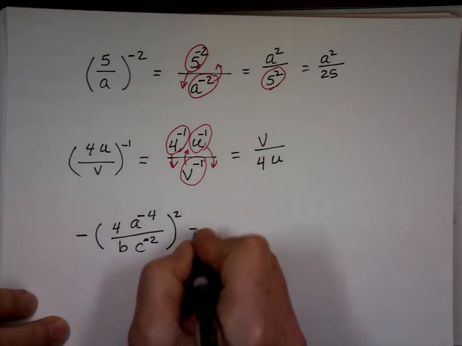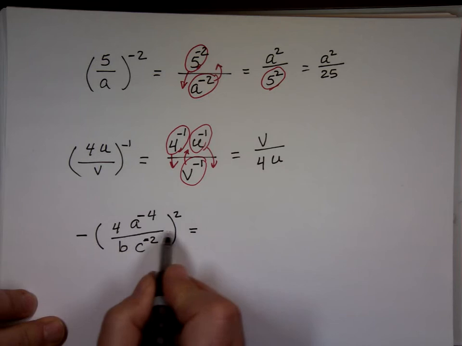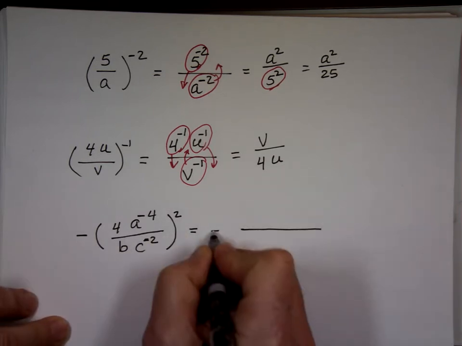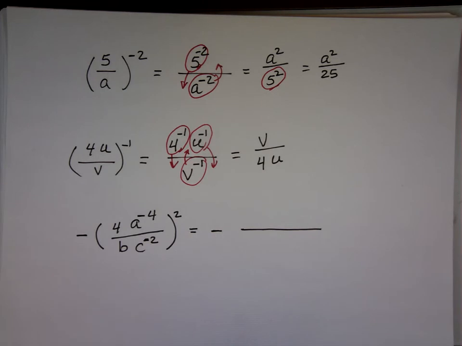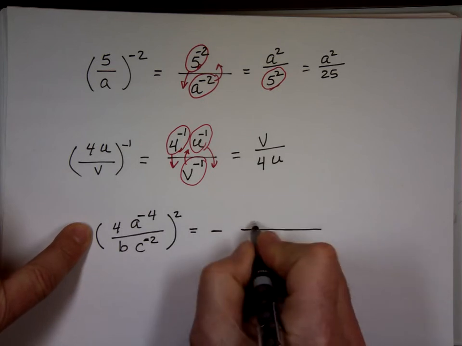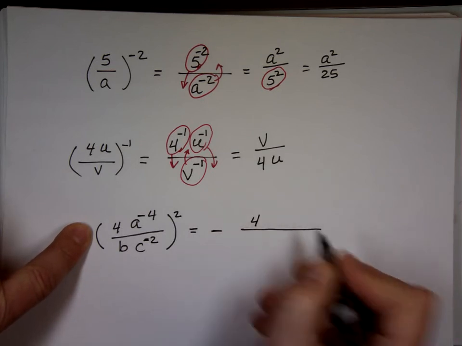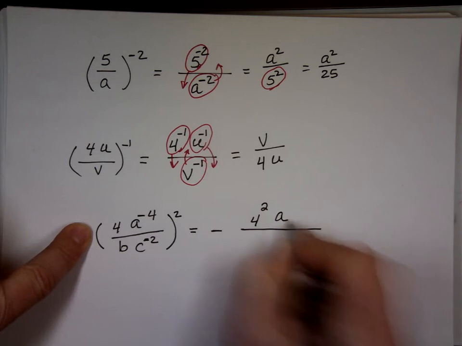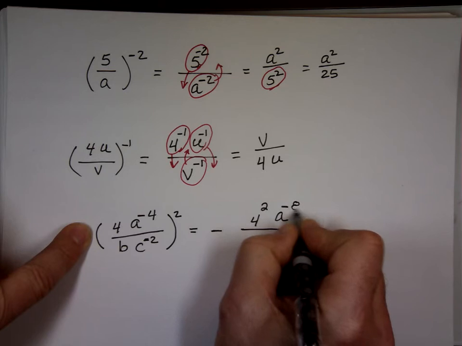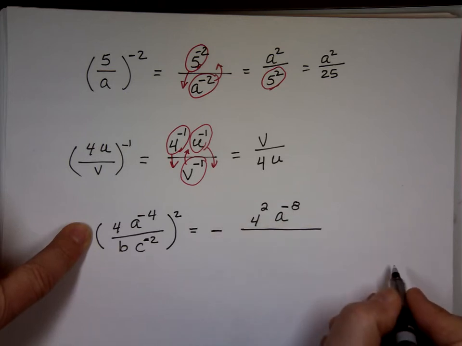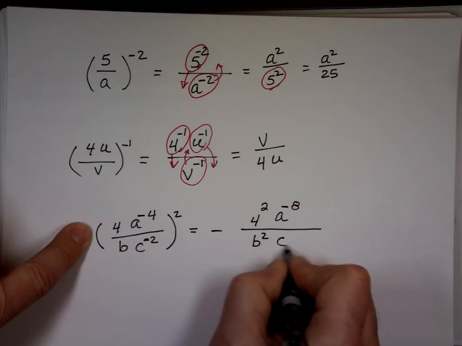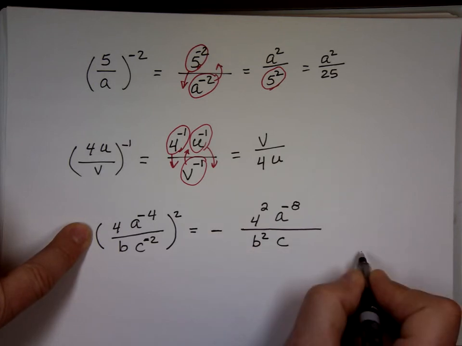Notice the minus sign is sitting outside, nothing to do with the 2. So let's make a fraction, put the minus sign in the front. And now let's look at that. Can we simplify this? 4 to what? Second. Good. a to what? Negative 8, good. What else? b to the second. c to what? Negative 4, very good.